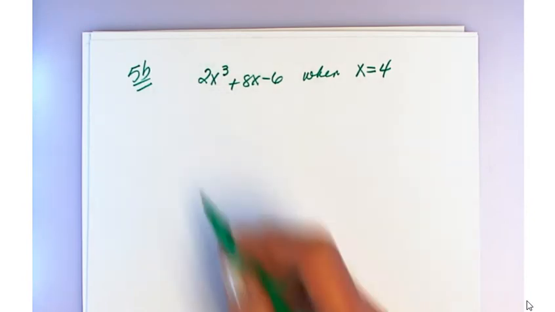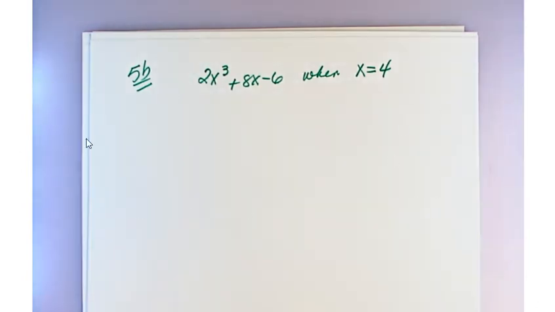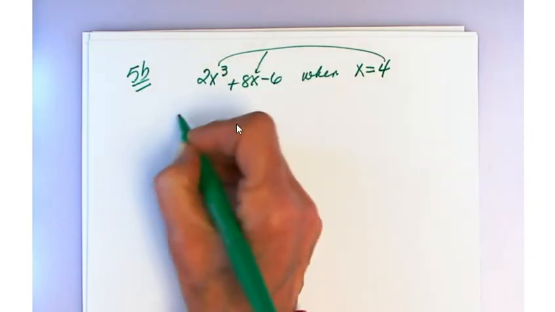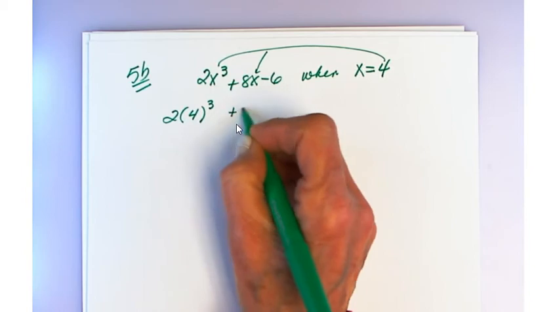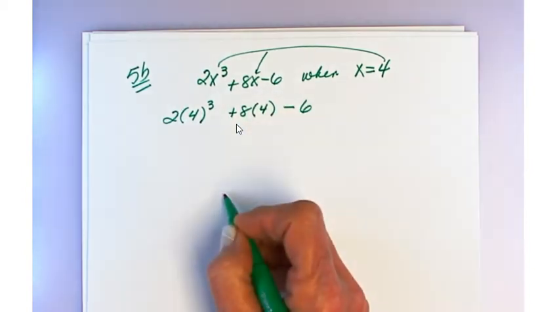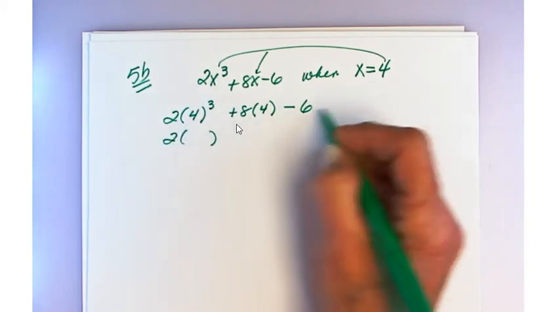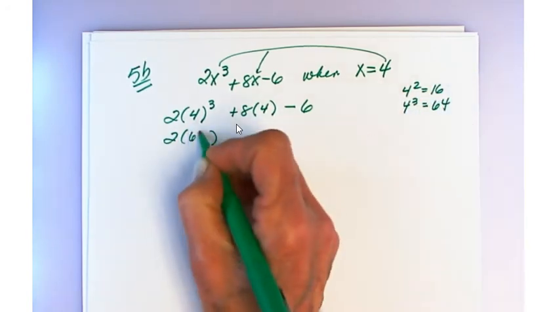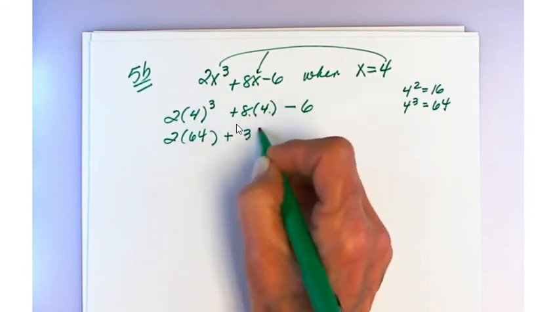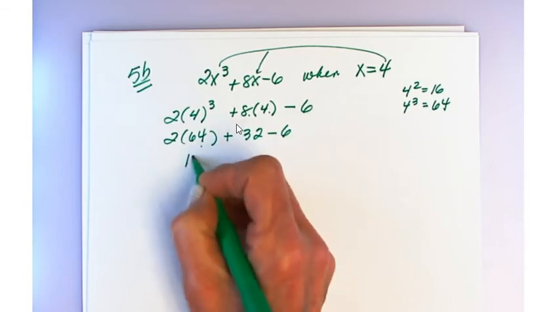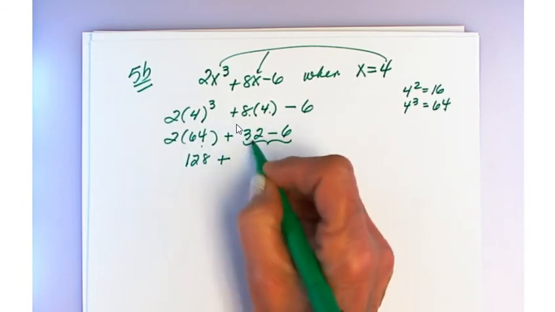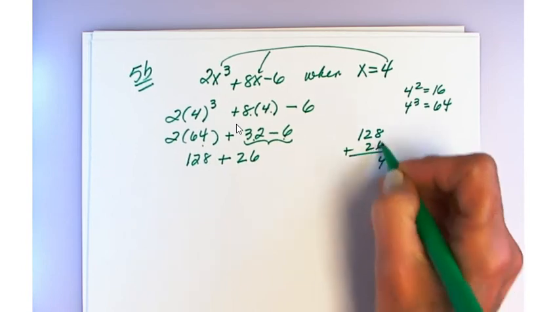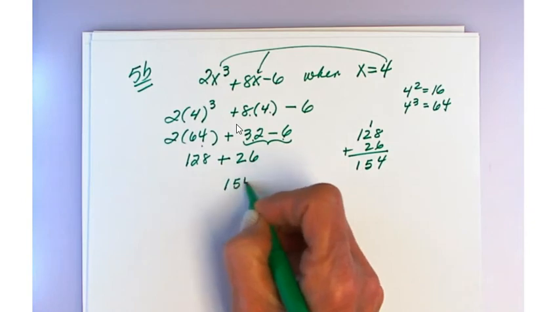So we know how to substitute in. We've done that before, but now we have exponents. So I have to put the 4 in every time an x appears, and I have 4 cubed plus 8 times 4 minus 6. So I need to know what 4 cubed is. Well, 4 squared is 16, and 4 cubed is 64. 8 times 4 is 32 minus 6. This is going to give me 128 plus 32 minus 6 is 26. So 128 plus 26, 154. That is the value.